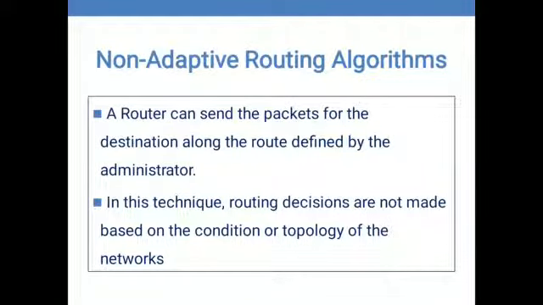So dynamic means it's a variable one. Static means it's a constant one. Before starting transmission of the packets, the administrator will decide what is the best path between the source and destination. Even if the conditions or topologies change, no decisions will be taken by the routers. So routing decisions will not be based on the conditions or the topologies.